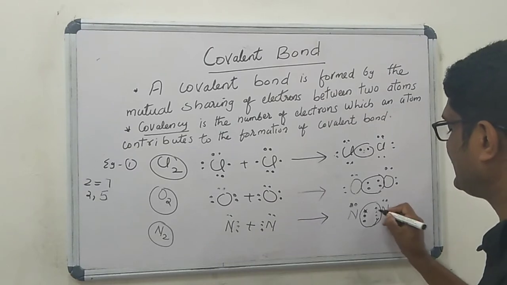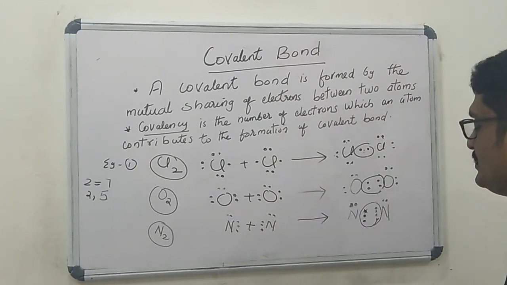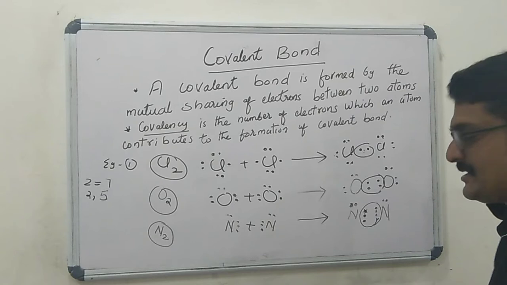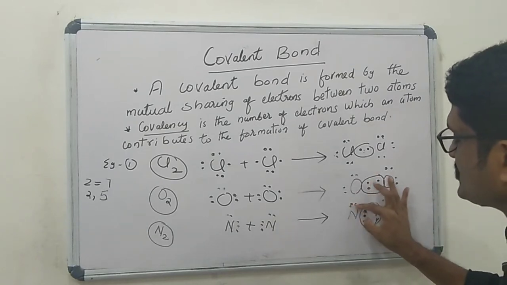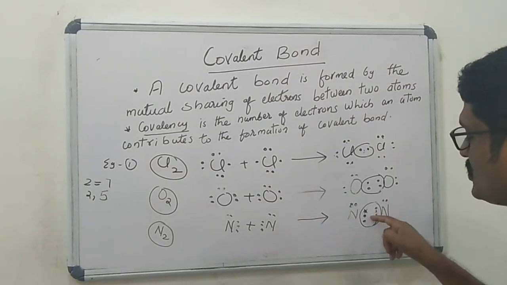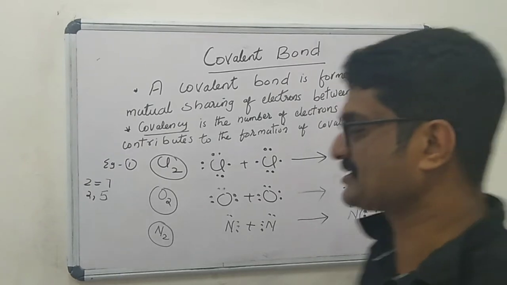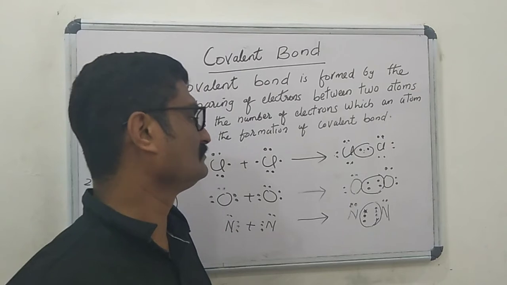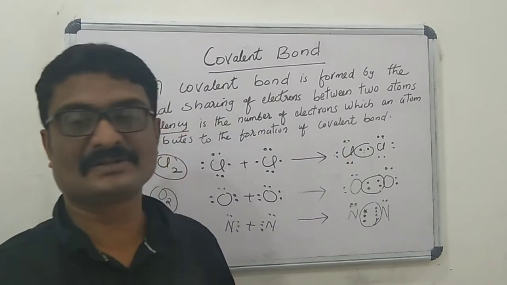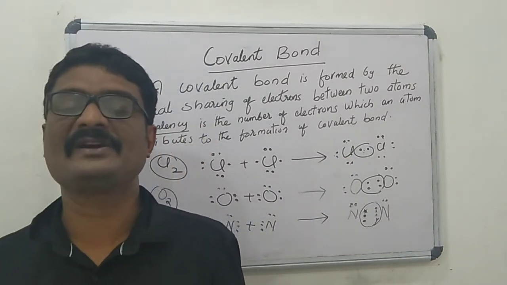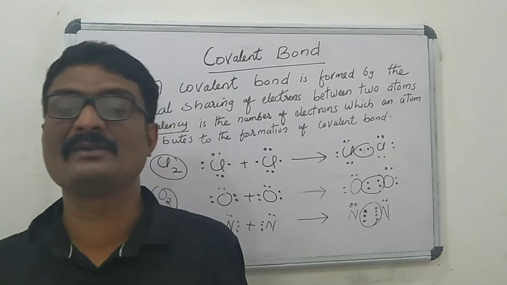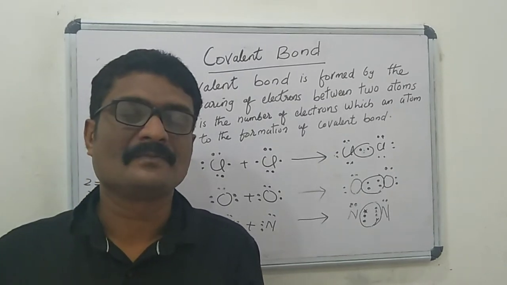That means 3 pairs of electrons are shared between 2 nitrogen atoms. This 3 pair is common for both nitrogen atoms. 3 pairs means we have 6 electrons, 6 plus 2, 8 electrons. The first nitrogen acquires an 8 electron configuration. The second nitrogen also acquires an 8 electron configuration. Then the covalent bond can be classified into 3 types: single covalent bond or single bond, double covalent bond or double bond, triple covalent bond or triple bond.